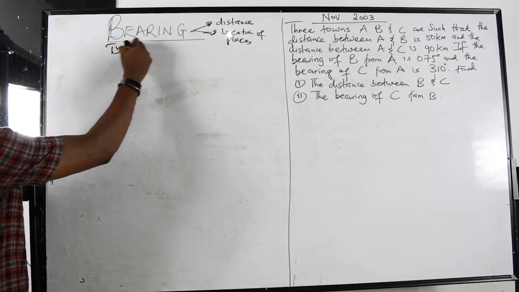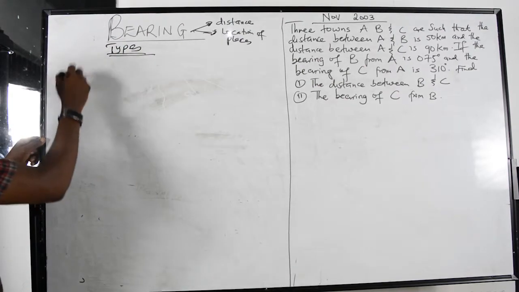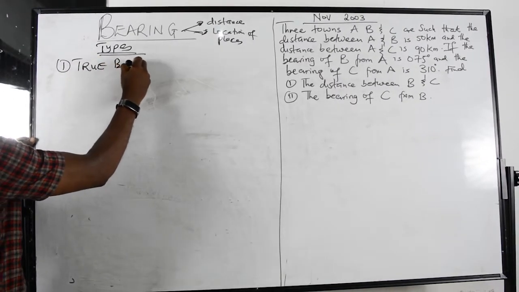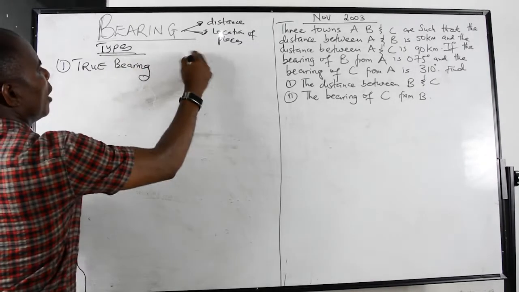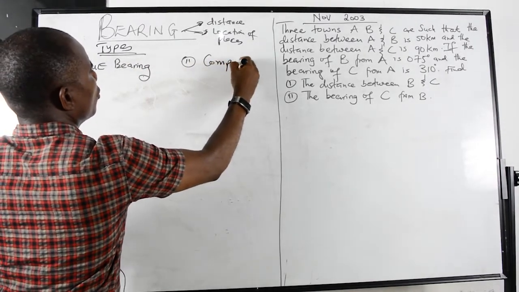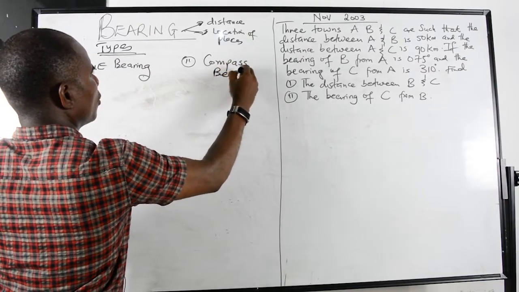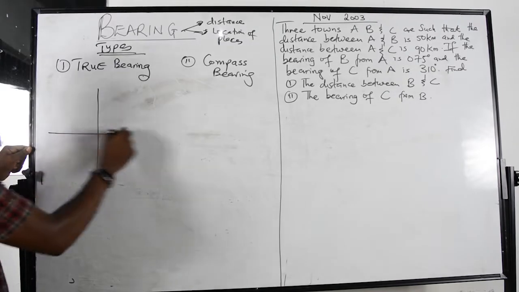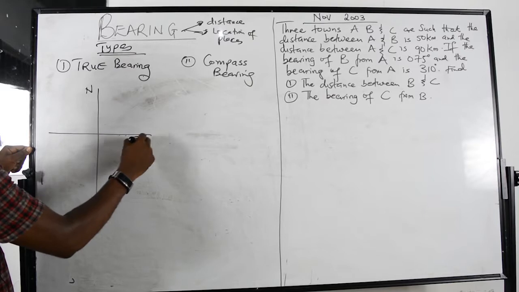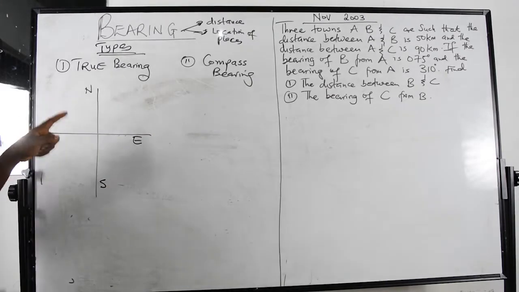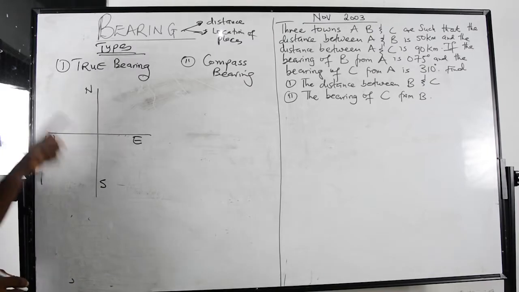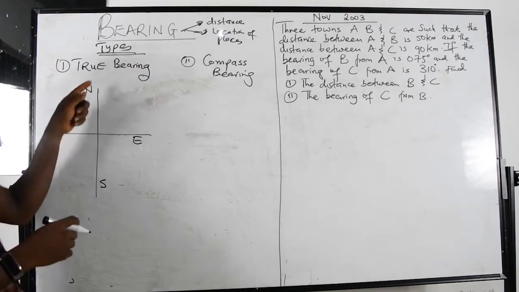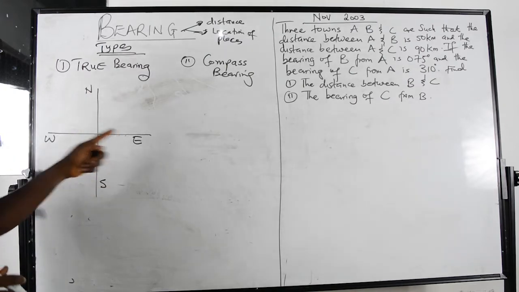We have two types of bearing. The first bearing is true bearing, and you have the compass bearing. So the true bearing actually makes use of the cardinal points. You have north, east, south, and west. That is the true bearing. It actually takes its reference from the cardinal points. You know the cardinal points, they are the north, south, east, and west.